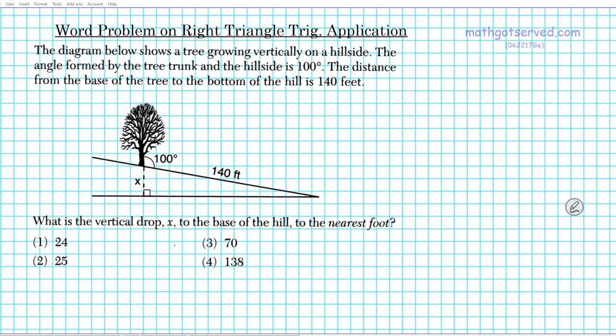In this clip, we're going to be taking a look at an example of a word problem on right triangle trig. We're going to be looking at an application of SohCahToa to a real-life scenario. The question reads, the diagram below shows a tree growing vertically on a hillside. The angle formed by the tree trunk and the hillside is 100 degrees. The distance from the base of the tree to the bottom of the hill is 140 feet. Question, what is the vertical drop x to the base of the hill to the nearest foot?